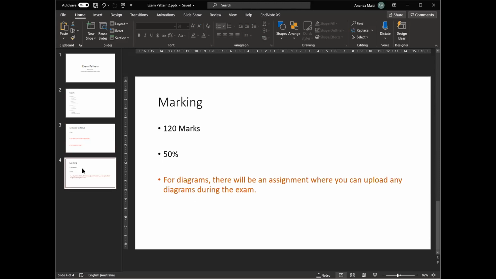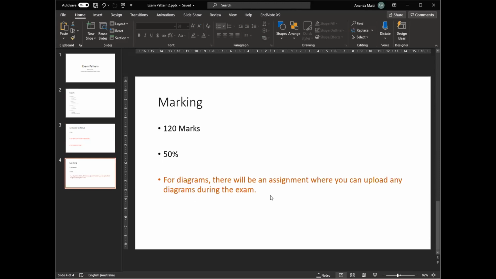The next thing is the marking. It's 120 marks total, and this exam accounts for 50% of your assessment total. So it's going to be divided by, I think, 2.54 or something like that. So make sure you attempt everything.